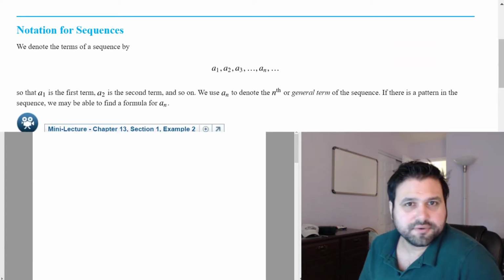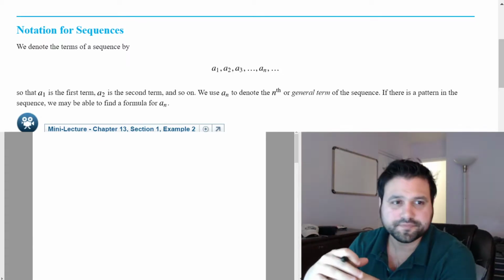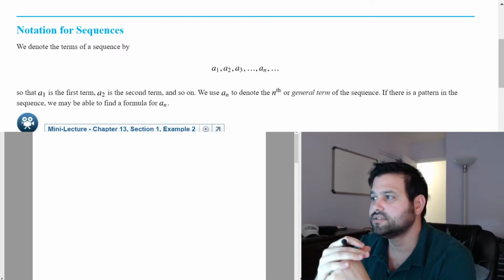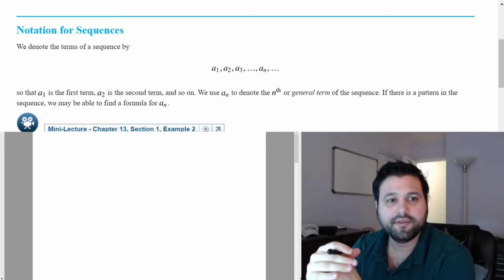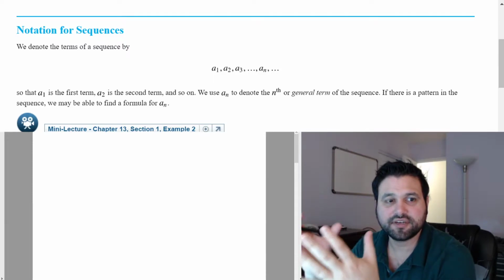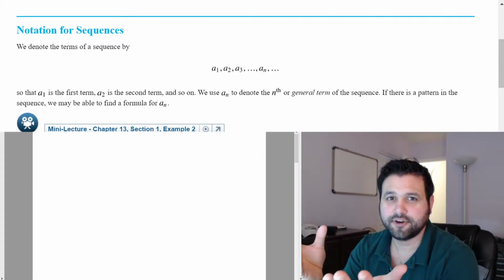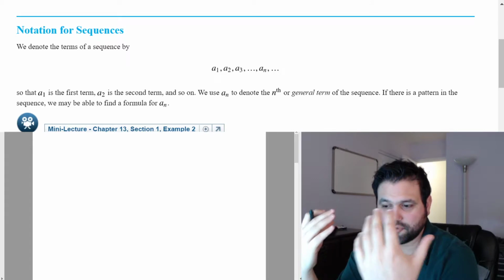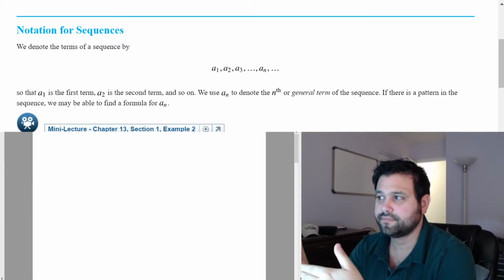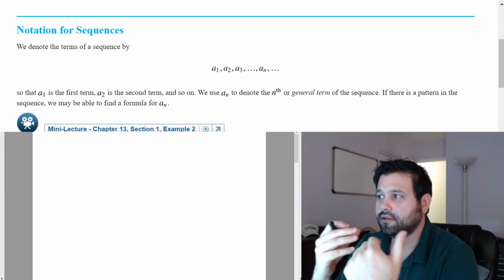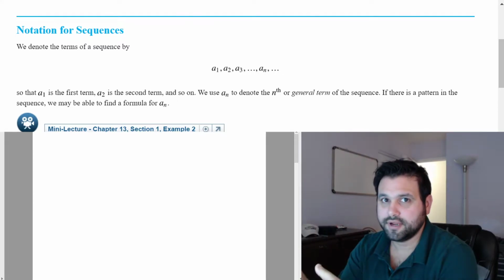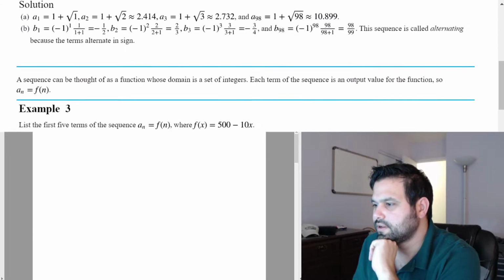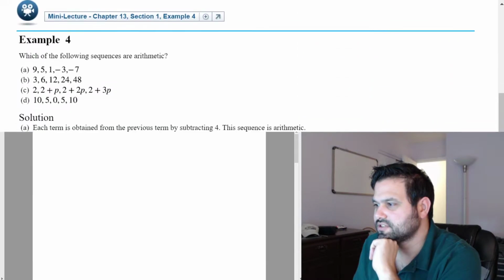The notation for sequences, remember that we use subscripts. So a sub 1 represents the first term in the sequence, the first number in the sequence, a sub 2, the second term, and so on. And then we can say a sub n for any specific term in the sequence. So if we want to find, for example, the 43rd term in a sequence, then n would be 43. Make sense?